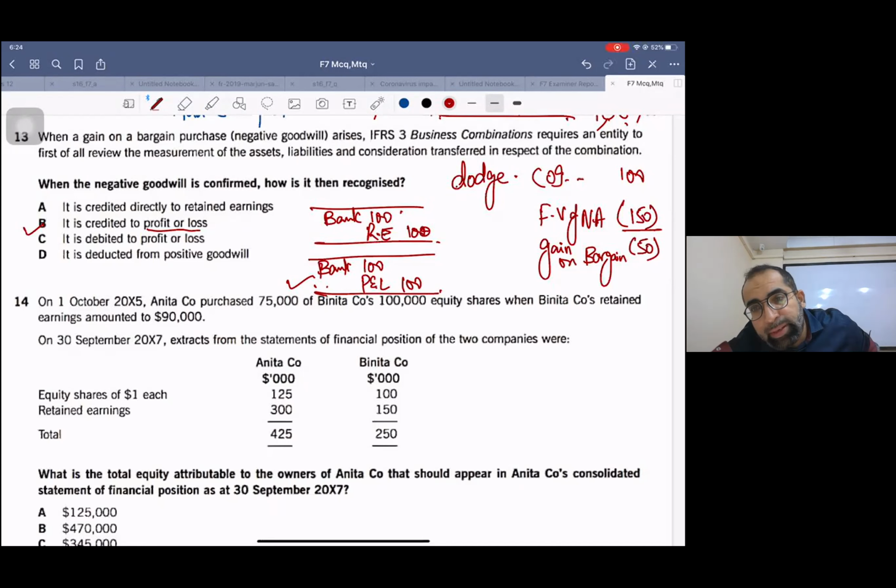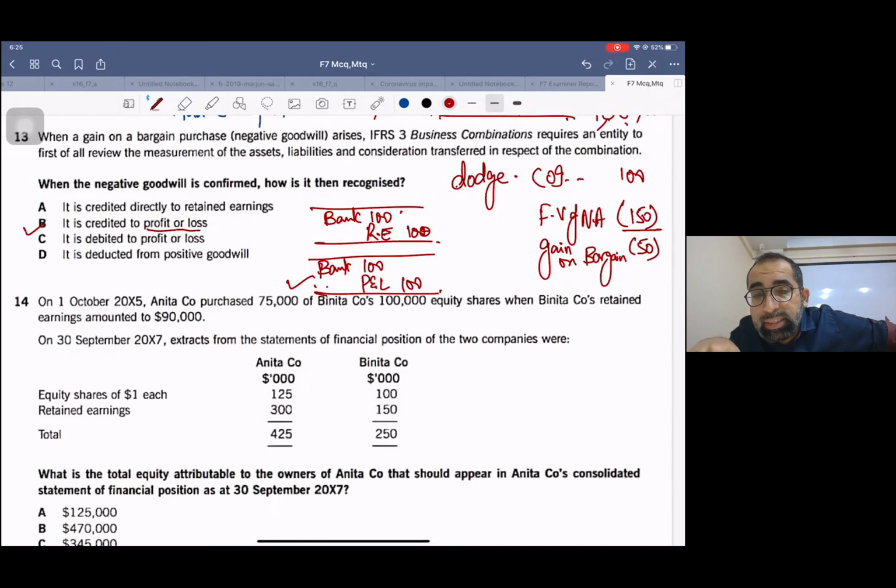Yes, in the second entry ultimately retained earnings will be affected, I agree. But if you are booking through P&L, your EPS and your profits and everything will be affected. So do remember that gain on bargain purchase is the income of the parent company. And in the consolidated SOCI questions, if you have done the past papers and the exam kit of the income statement, we book it as other income.